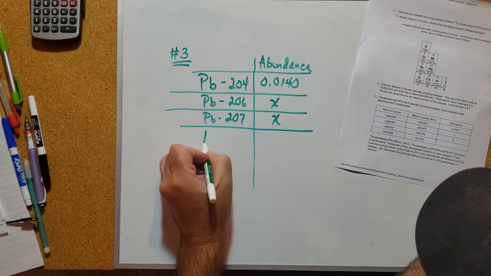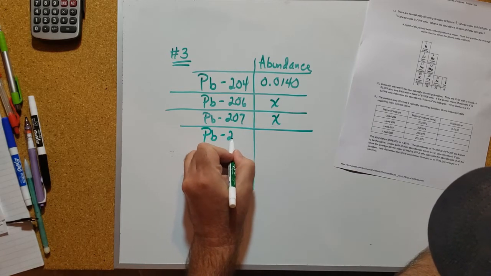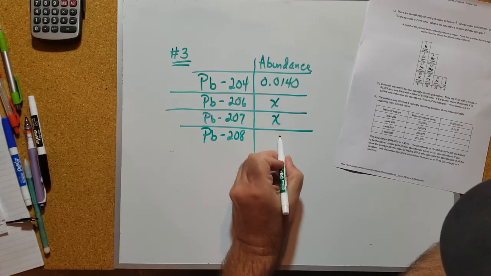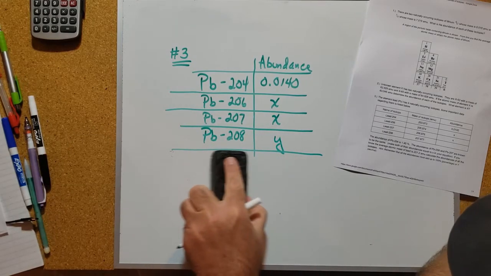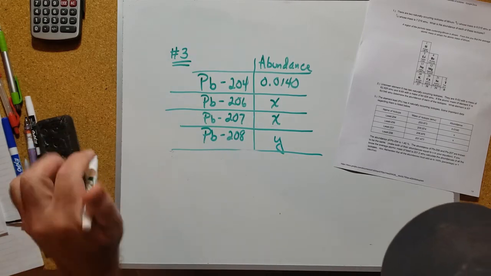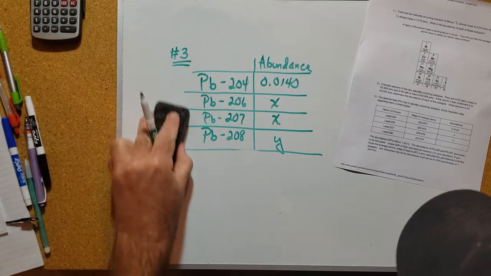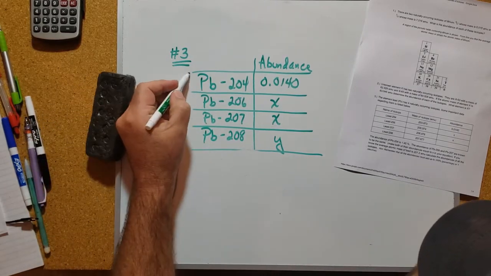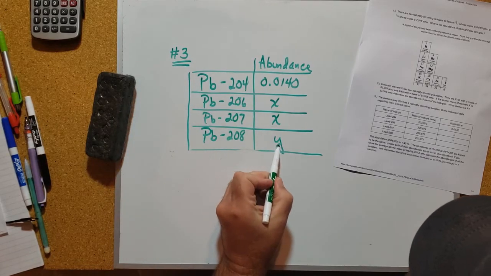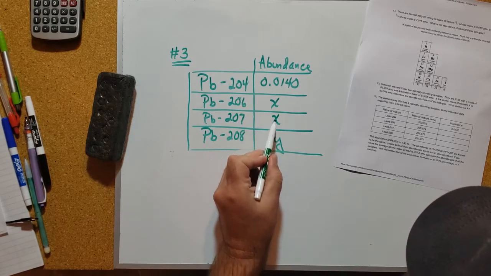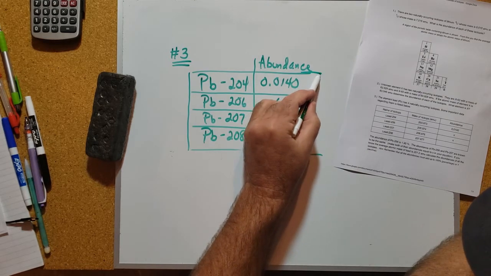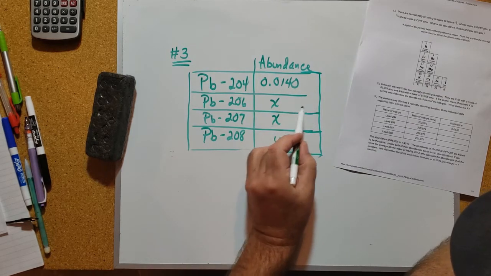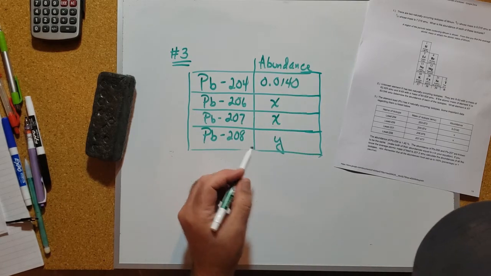And then here's the hard one. Lead 208. What is it? We don't know. All right, let's call it some other variable y. Now, the real issue here is trying to express this variable y in terms of x. All right? And we can do that. And let me show you how.